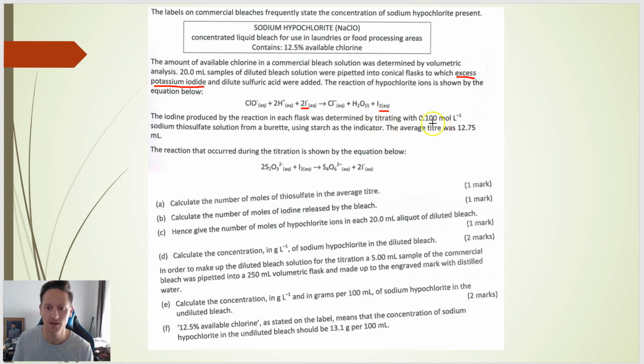So by titrating with 0.100 moles per litre sodium thiosulfate. So that's your thiosulfate ion. Again, the sodium is the spectator ion. So this here is your thiosulfate, and that corresponds to that. Using starch as an indicator, the average titer was 12.75 milliliters. So you have your volume, and 12.75 converted to liters is 0.01275.